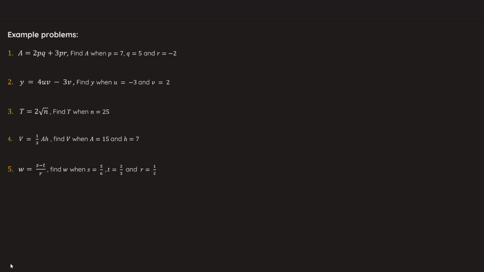In a substitution problem, they will give you the values of certain variables and ask you to find an unknown variable. So in the first question, they say A equals 2pq plus 3pr. Find A when p equals 7, q equals 5 and r equals minus 2. So you see here that they have given the value of p, q and r. We know the value of p, we know the value of q, and we also know the value of r. So the only value that we don't know is the value of A.